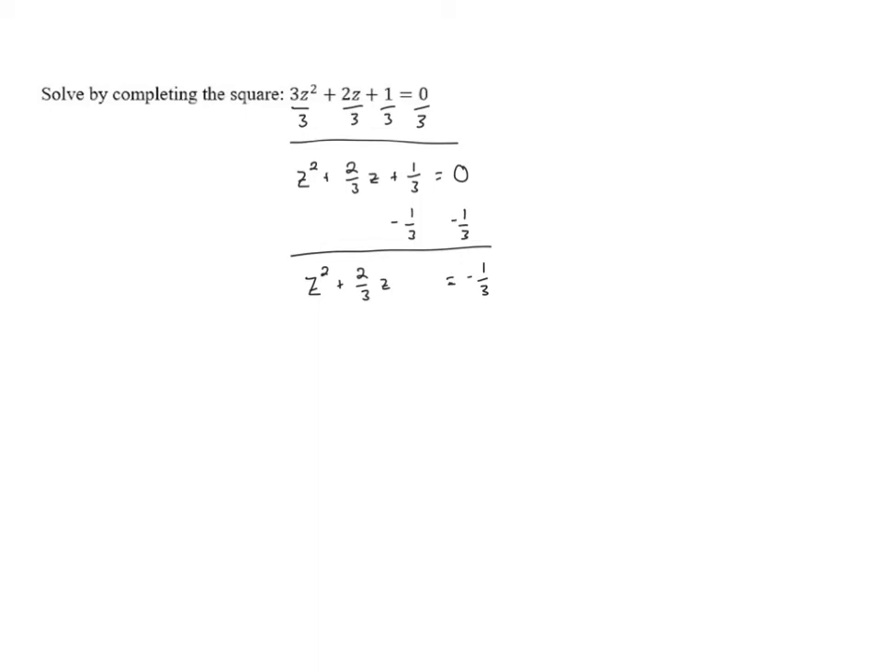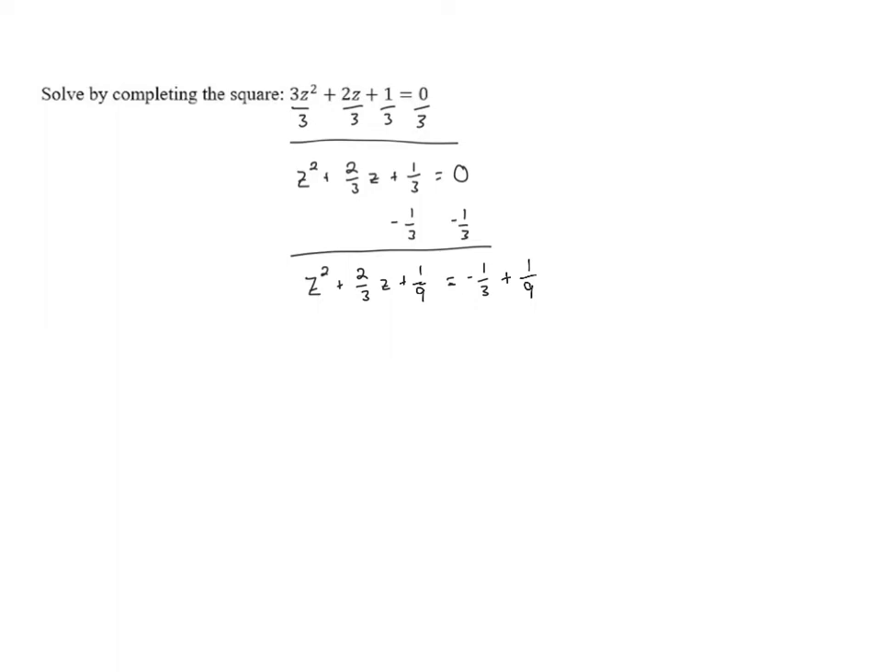So let's look at the left-hand side. If we look at the coefficient on z, that is 2/3. If we divide that by 2, well, 2/3 divided by 2 is 1/3. So we've got 1/3, and then we have to square that. 1/3 times 1/3 is 1/9. So the number that we have to add to both sides of this equation to complete the square is 1/9.